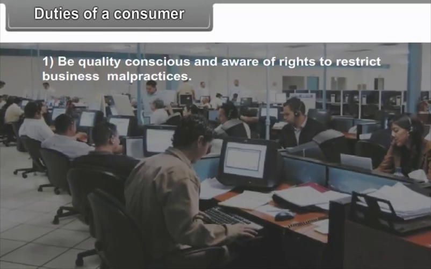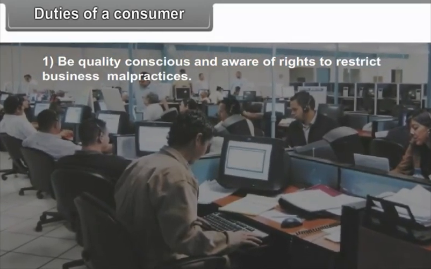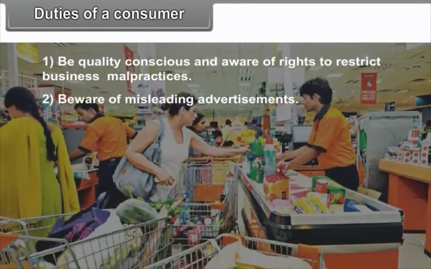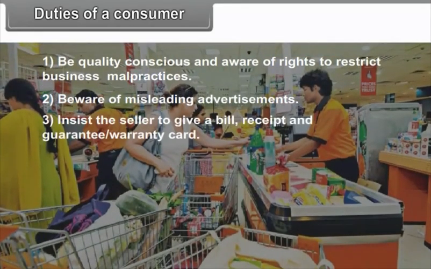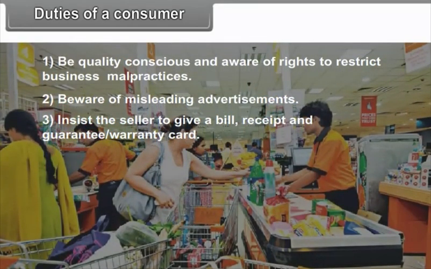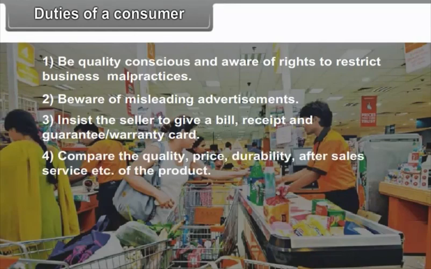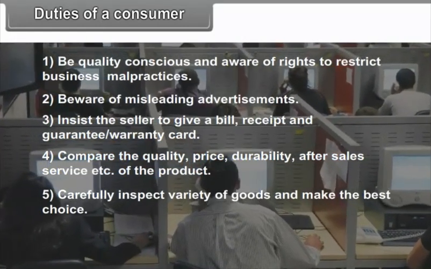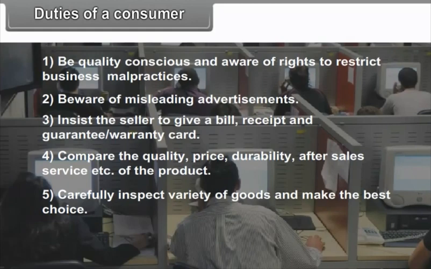Duties of a consumer. Be quality conscious and aware of rights to restrict business malpractices. Beware of misleading advertisements. Insist the seller to give a bill, receipt, and guarantee card. Compare the quality, price, durability, after-sales services, etc. of the product. Carefully inspect variety of goods and make the best choice.